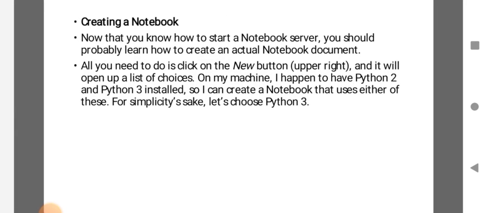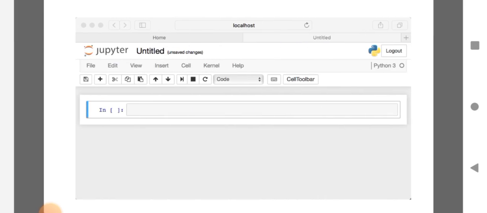Creating a notebook. Now that you know how to start a notebook server, you should probably learn how to create an actual notebook document. All you need to do is click on the New button in the upper right and it will open up a list of choices. On my machine, I happen to have Python 2 and Python 3 installed, so I can create a notebook that uses either of these. For simplicity's sake, let's choose Python 3. This is an example of how we download and how we use this Jupyter notebook.